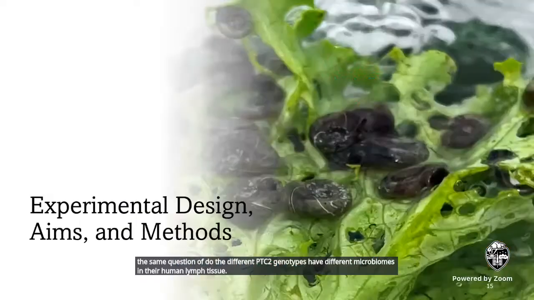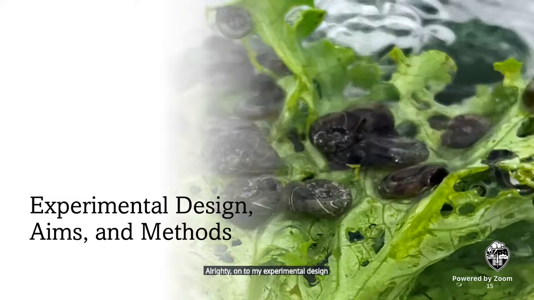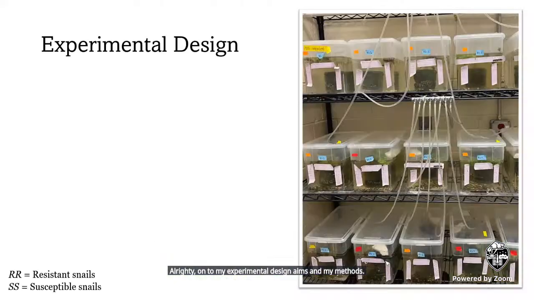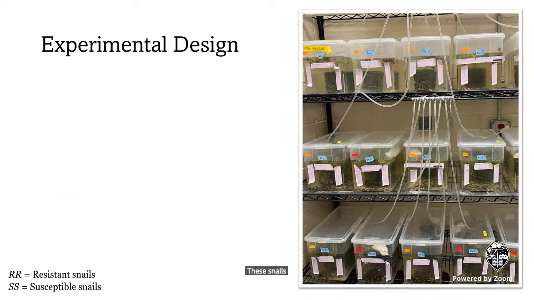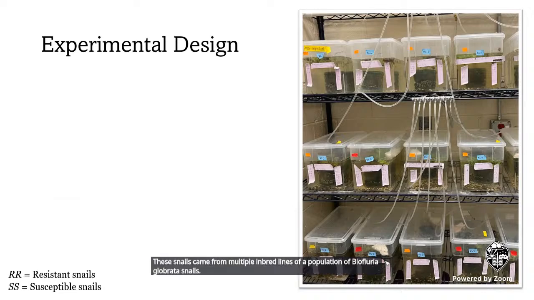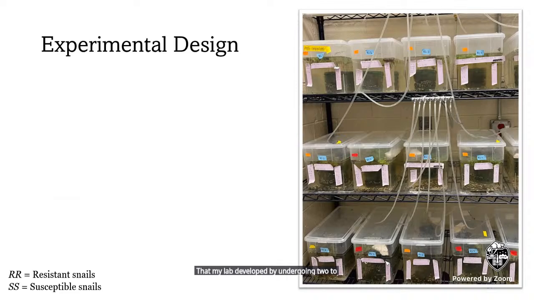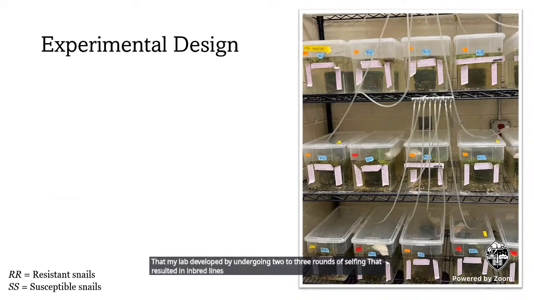Alrighty, onto my experimental design, aims, and my methods. In this study, I worked with snails that varied in how resistant they were to parasite infection. These snails came from multiple inbred lines of a population of Biomphalaria glabrata snails that my lab developed by undergoing 2 to 3 rounds of selfing. That resulted in inbred lines that are fixed for either the RR resistant PTC2 genotype or the SS susceptible PTC2 genotype.